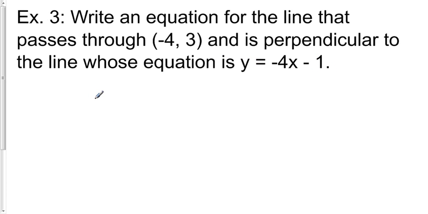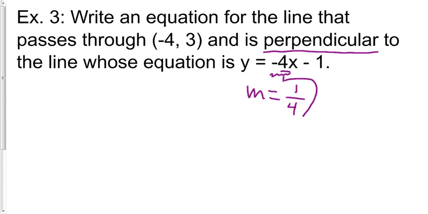Example 3. This time we're going to write an equation for the line that is perpendicular to the given line. So I've got the ordered pair (negative 4,3). That's going to be my point. But the trick is to figure out what slope we're going to use. Okay, so if I want a perpendicular line, the slope of this given line is negative 4, but perpendicular lines have opposite reciprocal slopes. So for my slope, for the equation that I'm going to write, I need to change it up. It's negative 4. You can think of it as negative 4 over 1. So the opposite reciprocal is positive 1 over 4. So the slope I want to use is positive 1 over 4.